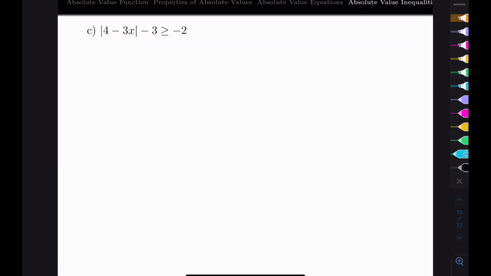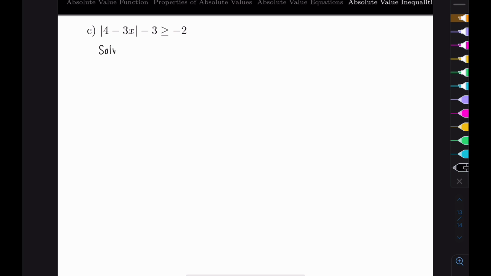Okay? So I have one more problem. What I want to do is solve this one in a different manner than what we did before. So instead of trying to break it down into two separate inequalities, what I'm going to do is solve the resulting equation.